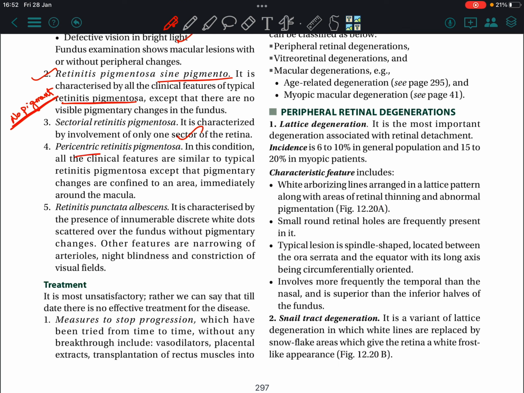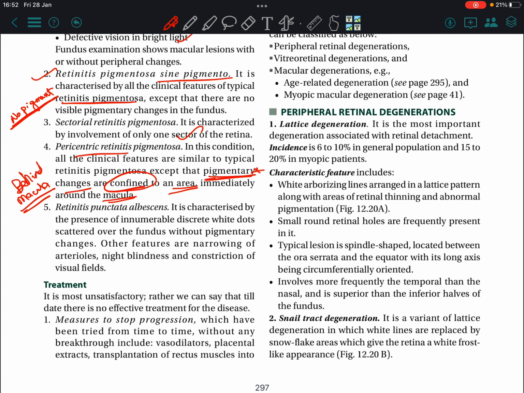Pericentric: in this condition, clinical features are similar, except that pigmentary changes are confined to an area immediately around the macula. Behind the macula, the pigmentary changes are seen.